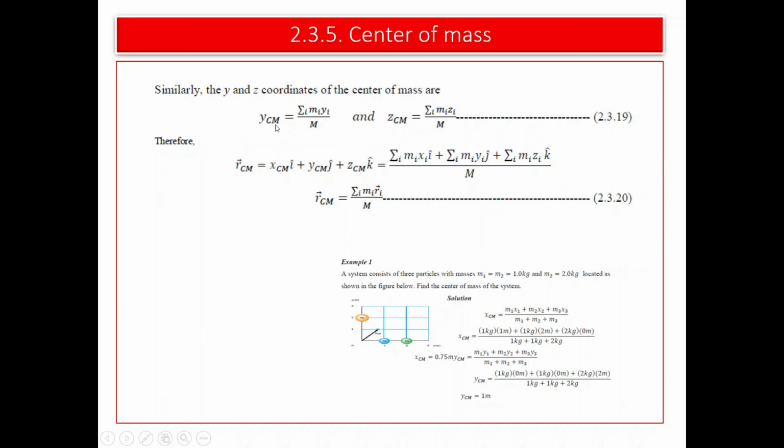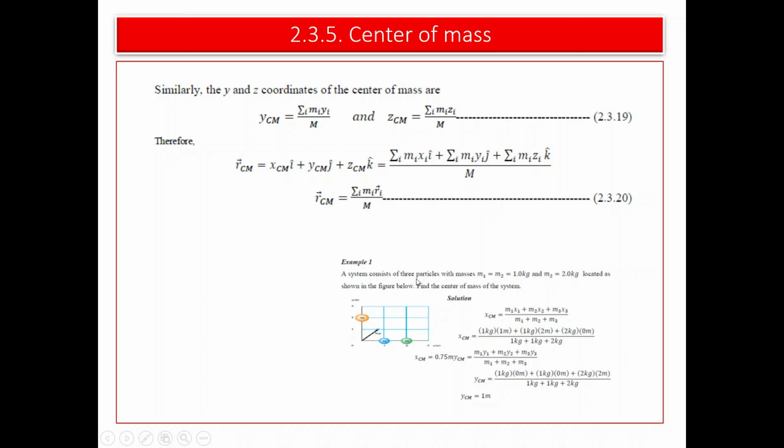It can be shown here. Y center of mass is the sum of mi yi over M, which is m1 y1 plus m2 y2 plus m3 y3, and so on. So in general, the position vector R of the center of mass has x center of mass, y center of mass, and z center of mass components. There is one simple example.